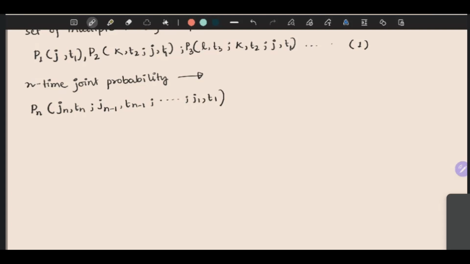So now we can make this a product of conditional probabilities. We can write this joint probability as a product of some conditional probabilities. How? Let's see how we can write it.